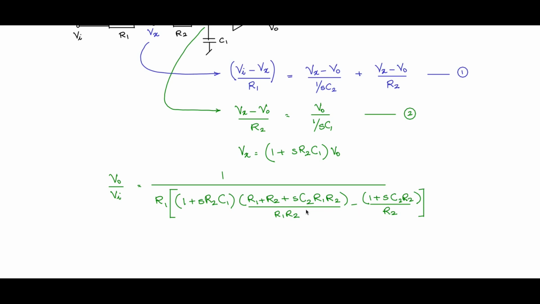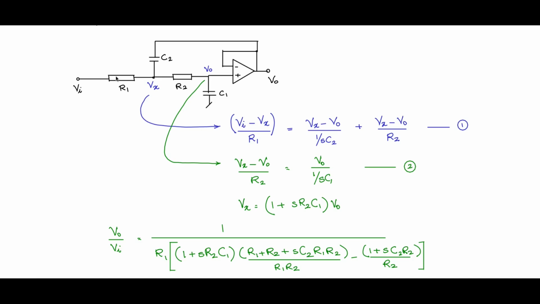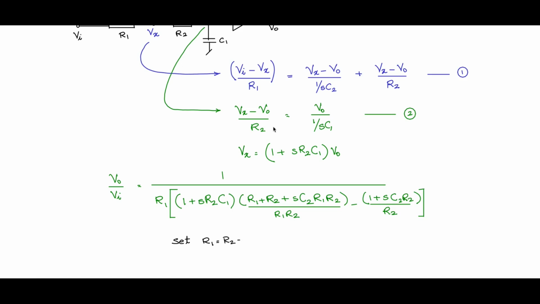Now, normally the popular Sallen-Key filters apply some constraints to the values of R1, R2 and C1, C2. The constraint that is applied is to set R1 equal to R2 equal to R, these both will be equal, and set C1 equal to C and C2 equal to 2C. If you set these values, then we get some nice damping properties. So let me illustrate that.